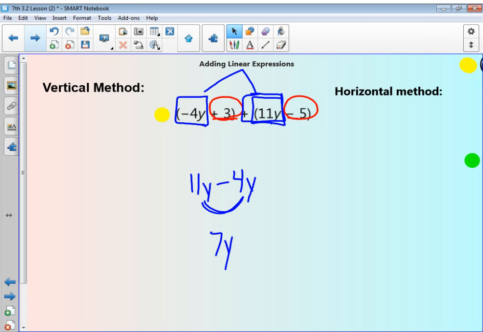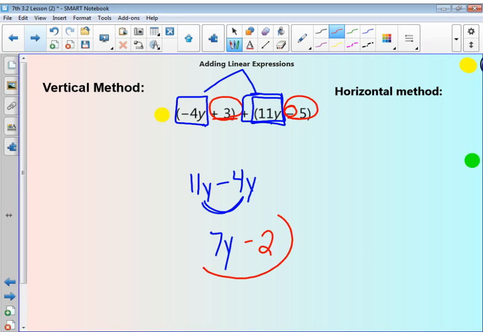And then for my red circles, I've got a +3 minus 5. So I'm thinking -5 plus 3, different symbols, find the difference, which is 2. The larger number had a negative sign in front of it, so it would be -2. So final answer would be 7Y minus 2.